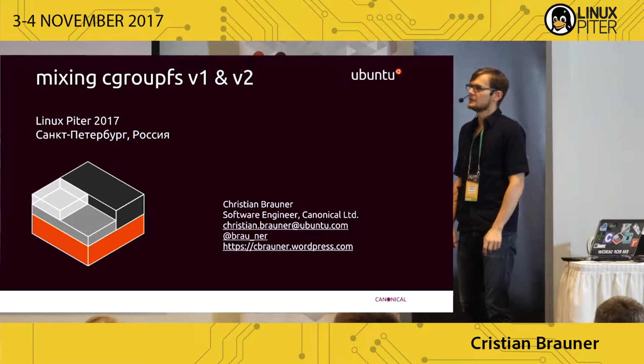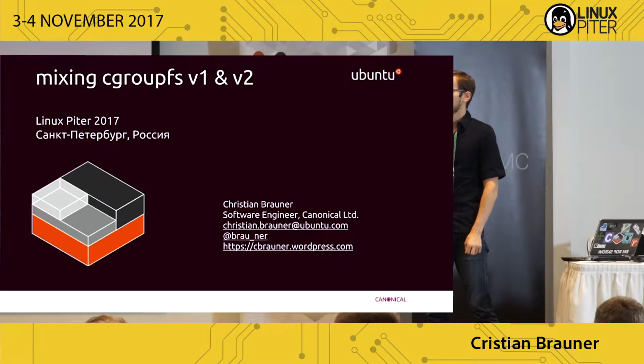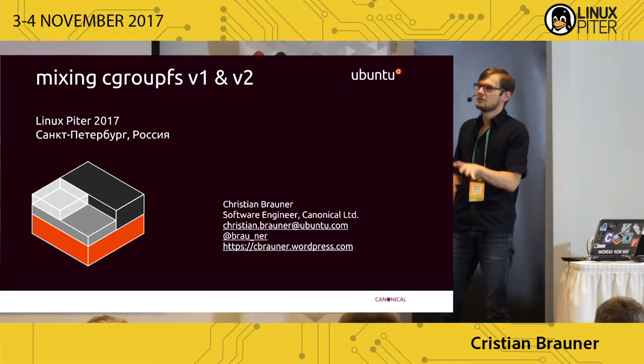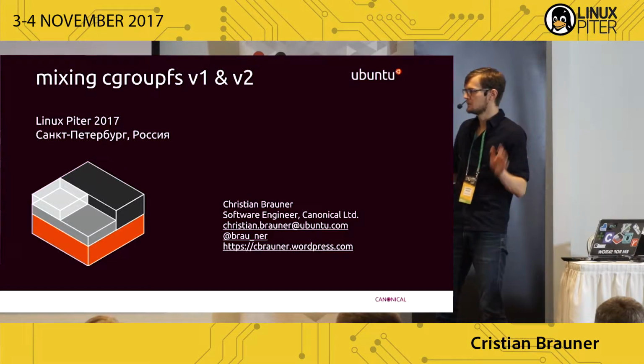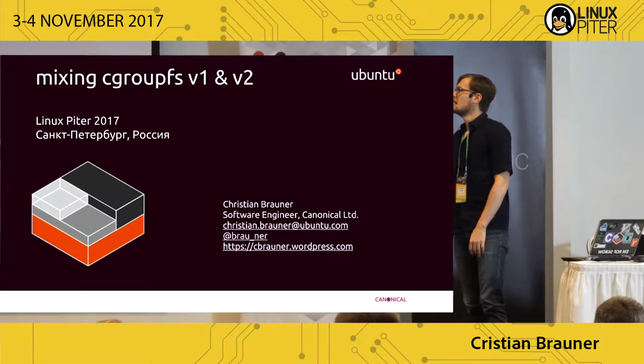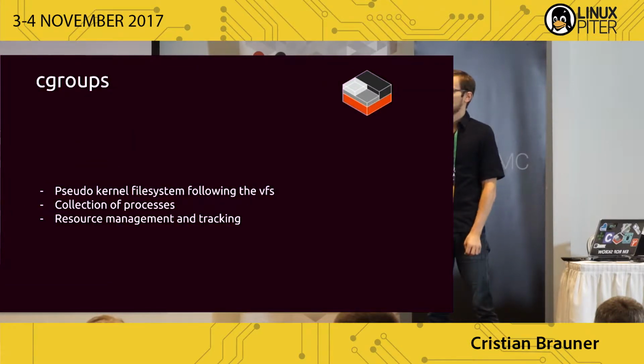I work for Canonical right now, and I'm mostly doing upstream work on LXD and anything related to containers, basically. One of the interesting challenges that we are facing right now is combining different cgroup versions. What that means is essentially you run one version of the cgroup file system on the host, and a different version of the cgroup file system in a container. And that's actually going to be quite interesting.